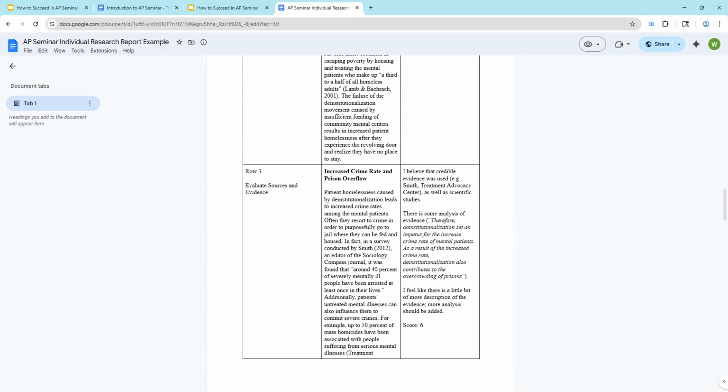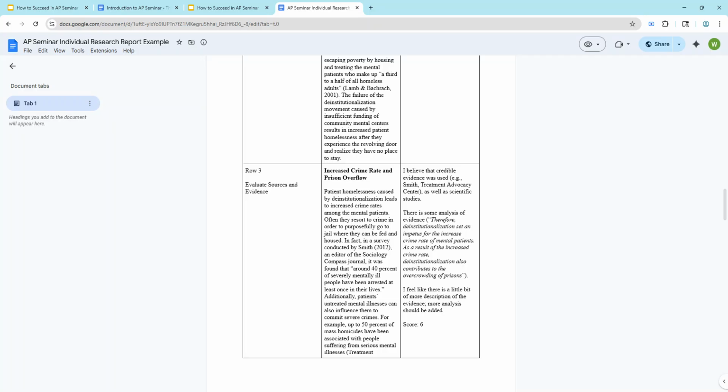So, key strengths here. I believe that credible evidence was used, so Smith, Treatment Advocacy Center, as well as scientific studies. There is some analysis of evidence. For example, "Therefore, deinstitutionalization set an impetus for the increased crime rate of mental patients. As a result of the increased crime rate, deinstitutionalization also contributes to the overcrowding of prisons." Now, my student felt that there's a little bit more description of the evidence and more analysis should be added. Well, part of analysis is also having purposeful use of evidence and having the commentary.